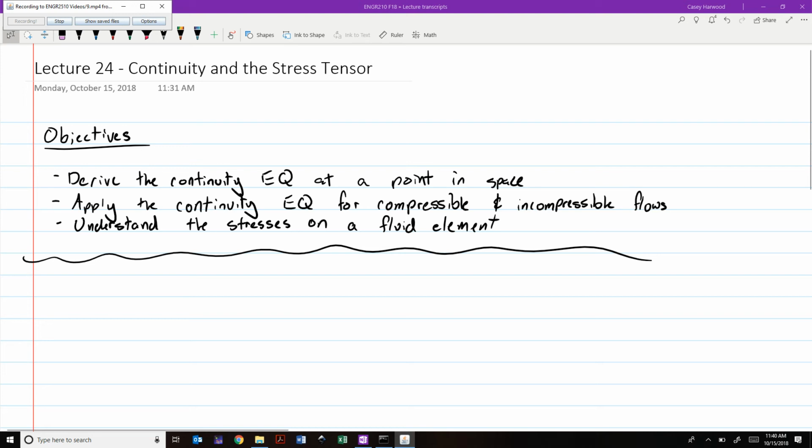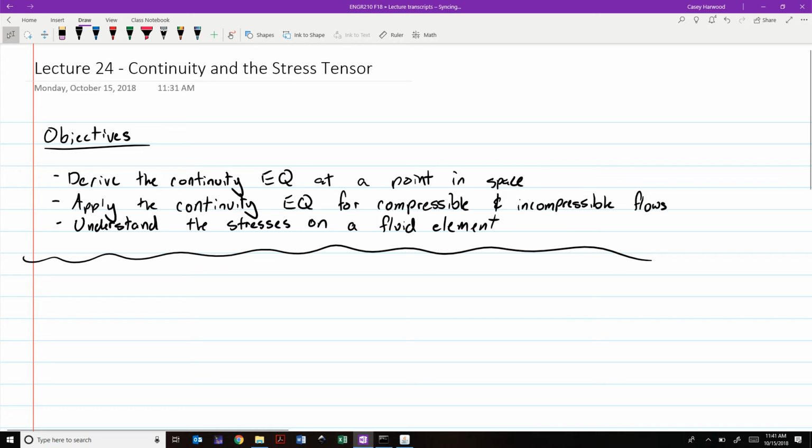We already talked about the continuity equation for finite control volumes. Essentially, mass in equals mass out, right? And then we're going to start talking about how this applies to a point in space. So this is the natural extension, right? We're going from big control volumes down to little infinitesimally point-sized control volumes.